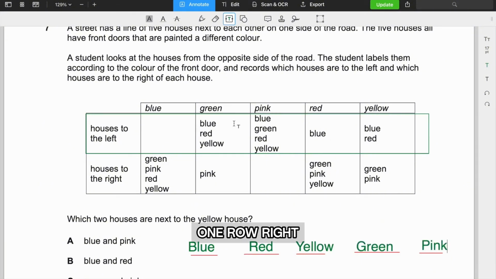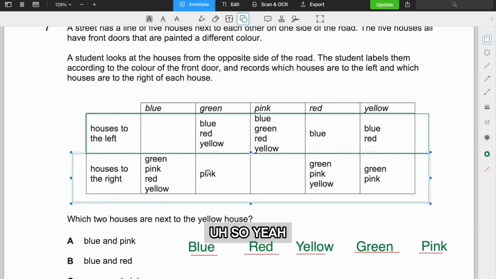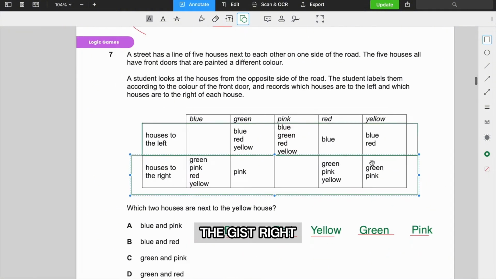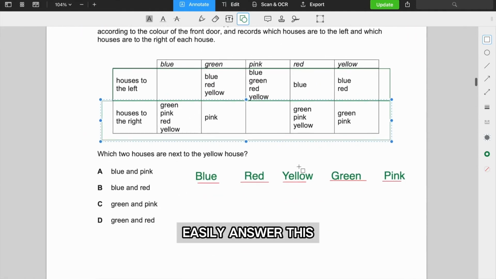You only need 1 row, right? But you can just verify that your order is correct by checking with the second row, but that's not really necessary if you're short on time. We have blue house, which has the green, pink, red, yellow house to its right, yes. Green house, which has the pink house to its right, red, which has the... Okay, you guys get the gist, right? Just set up a diagram, and then you can easily answer this question.